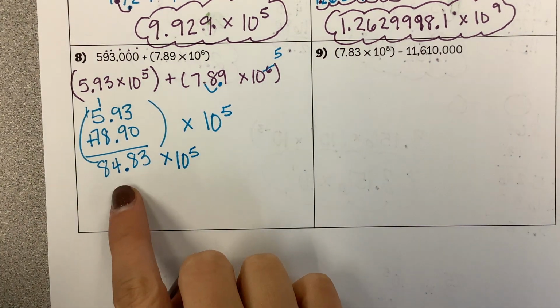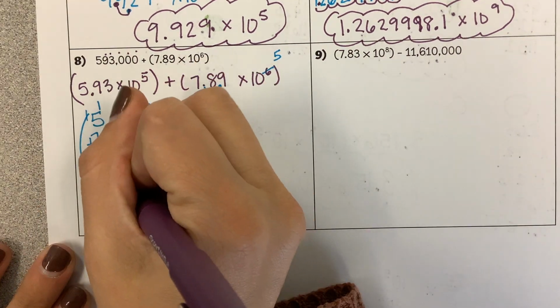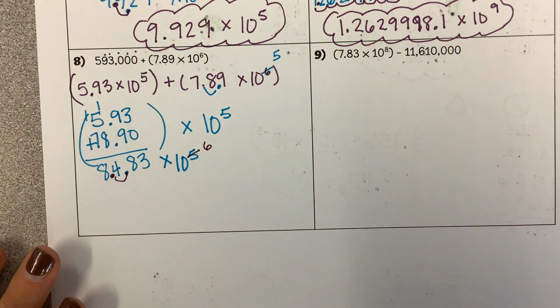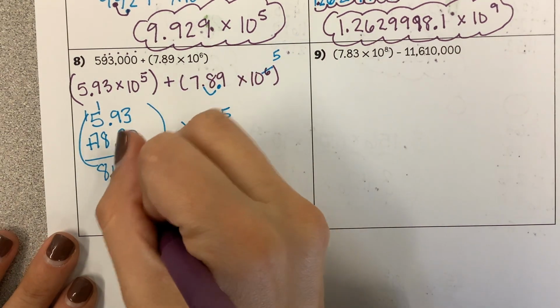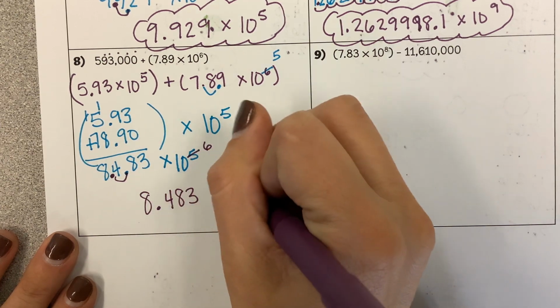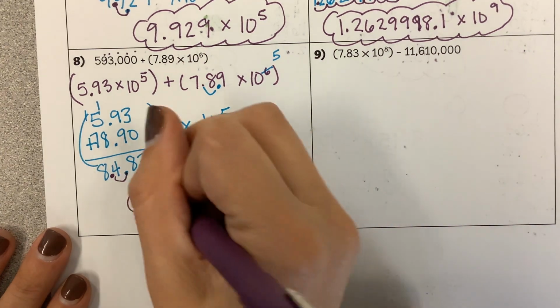Again, this number here is not in scientific notation, so I'm going to move my decimal once to the left, which is going to change that to a 6. So this is going to become 8.483 times 10 to the 6th power.